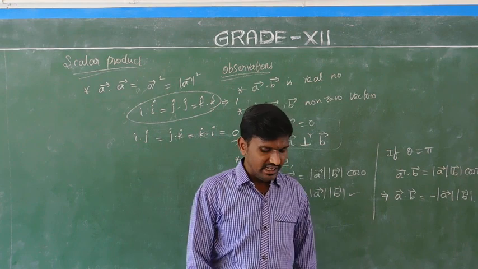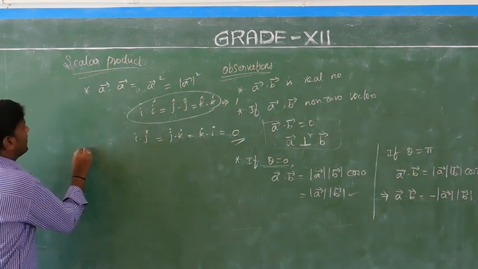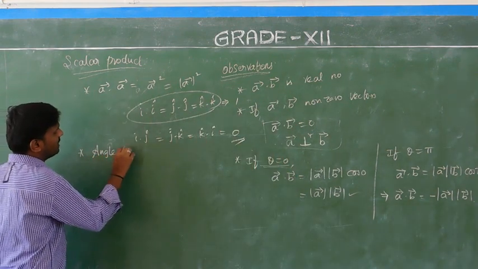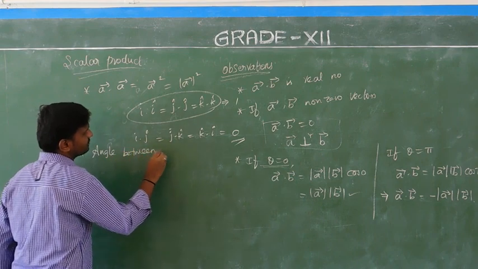Okay? Then last, this is very important: the angle between the vectors.